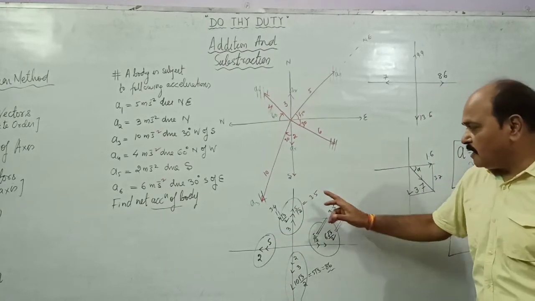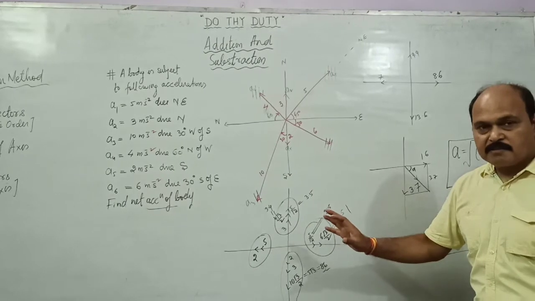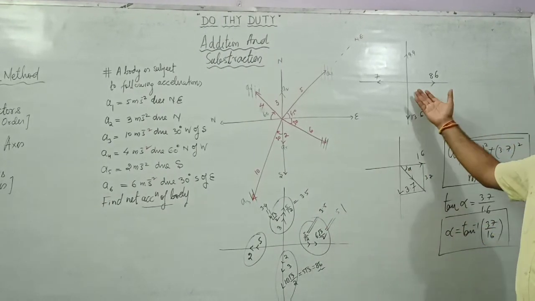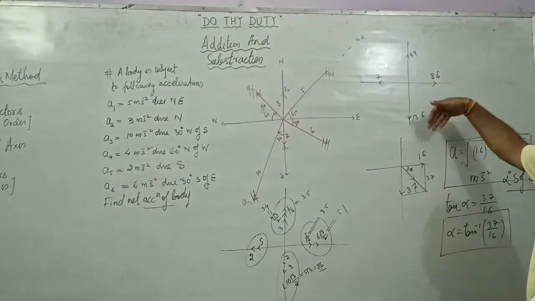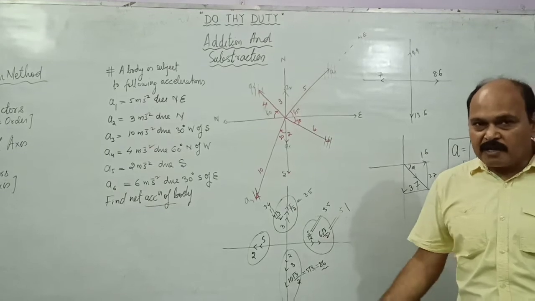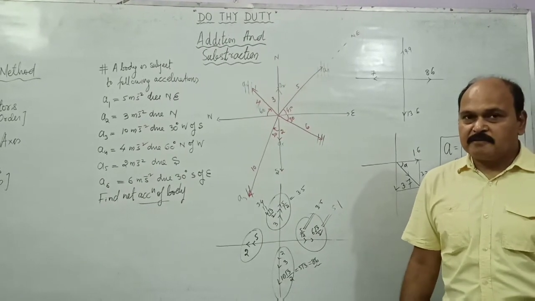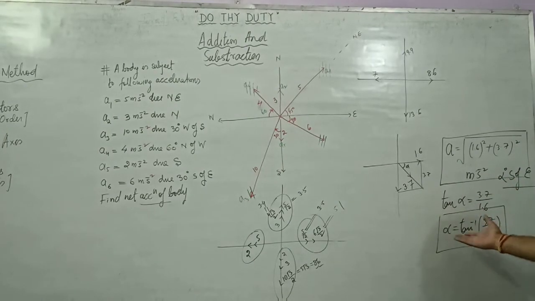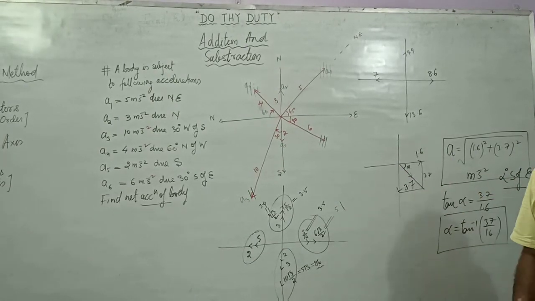Then you have to apply case 1 first. If case 1 is not there, then you have to apply case 2. Once case 1 is over, you apply case 2, and once case 2 is over, you will be left with what? Case 3. And finally we will get to know the answer. This is the net acceleration. This is the first numerical you are doing.